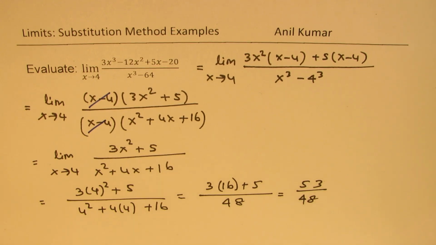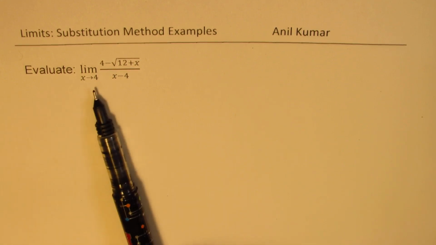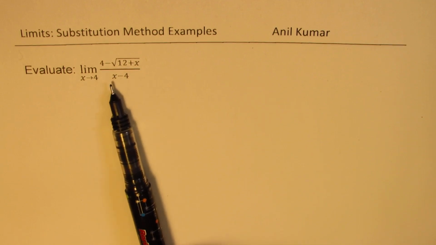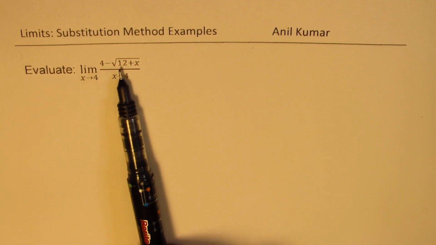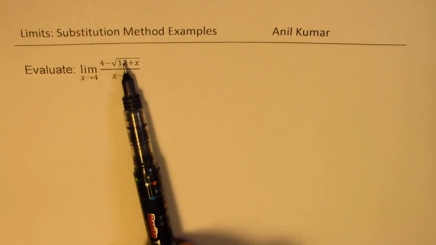Let's move on and take the next example, which is we need to now find the limit when x approaches 4 for 4 minus square root of 12 plus x over x minus 4. Again, if I substitute 4 here, we get 16 in the square root, which is 4, and 4 minus 4 is 0.